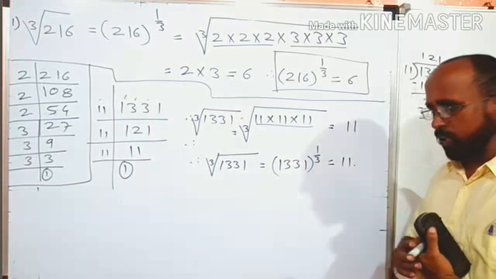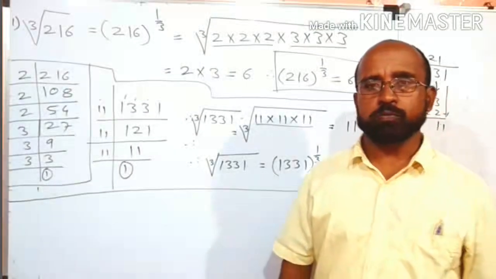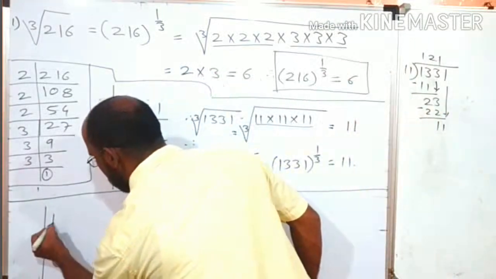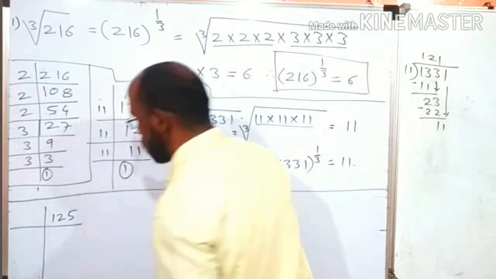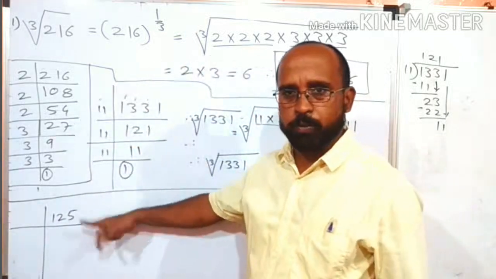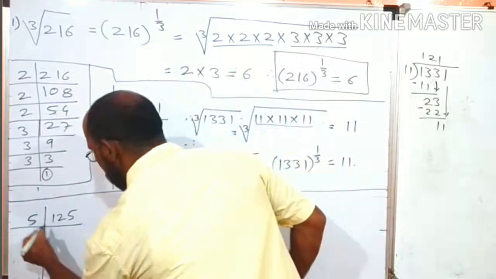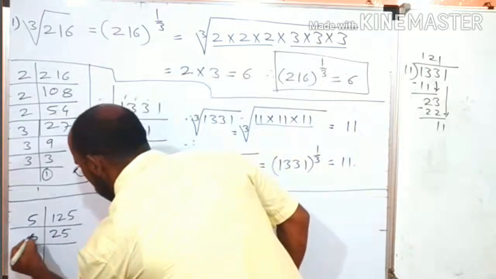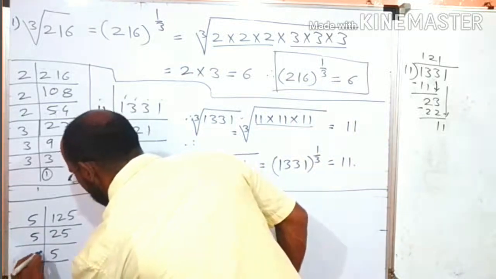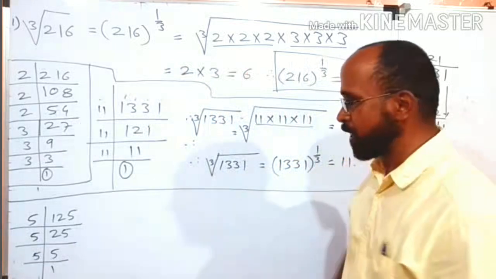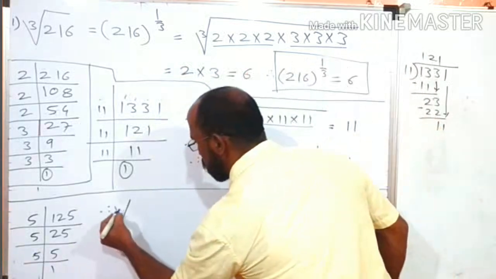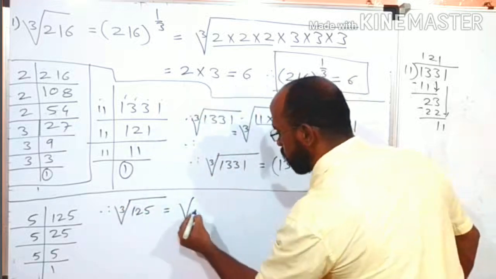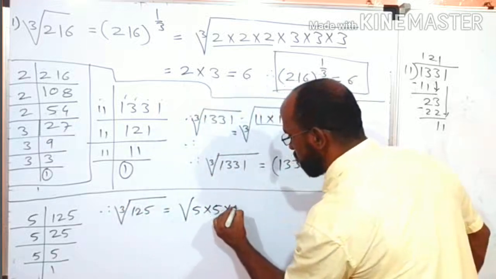Now let us see one more example. Suppose we have to find the cube root of 125. So let's factorize this 125. Ending with 5, divisible by 5. Divide by 5. 5 times 25 is 125. 25 divided by 5. 5 5s are 25. 5 divided by 5, 1. So simple. 125. Therefore, the cube root of 125 can be written as the cube root of 5 multiplied by 5 multiplied by 5.